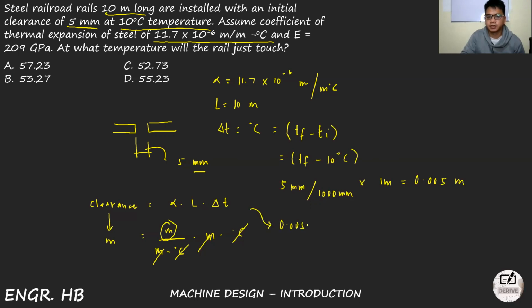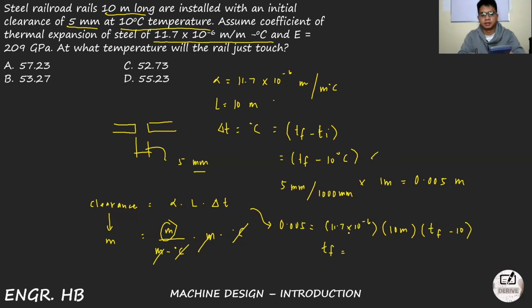So this will be a direct substitution. So 0.005 is equal to 11.7 times 10 to the negative 6 times length of 10 meters. And delta T is TF minus 10. So the approach here is 0.005, i-divide mo muna ng 11.7 times 10 to the negative 6, at i-divide mo ng 10. At matitira na lang dyan is answer is equal to T minus 10. So pukol mo si minus 10 sa kabila. Answer plus 10.